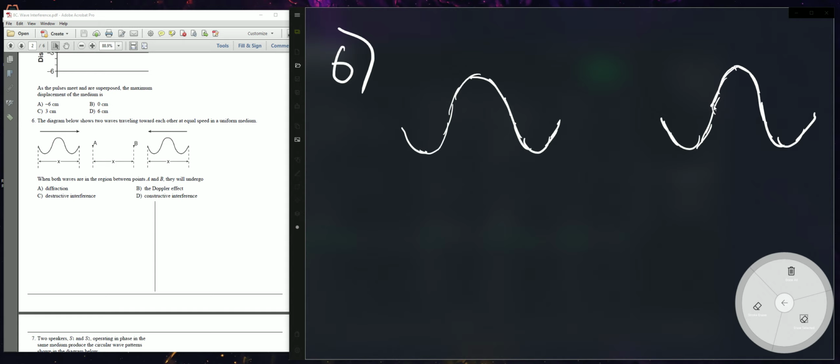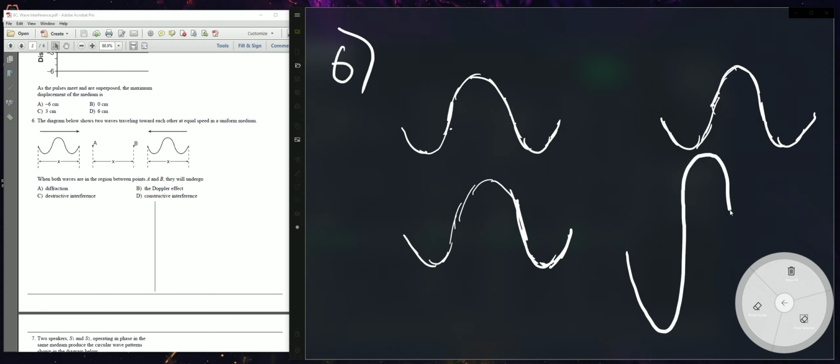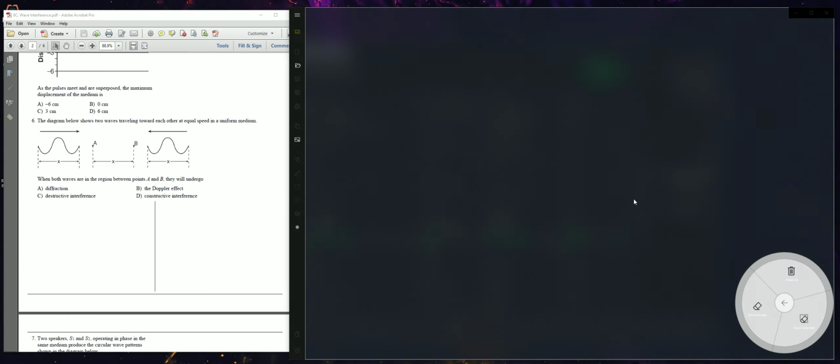And so what's going to happen when you superimpose this wave right on top of this wave? They're going to put this second wave right on top of the first wave. If they're both identical and both in phase, what's going to happen? Well, they're definitely not going to cancel each other out. They're going to constructively interfere. They're going to become an even larger wave.